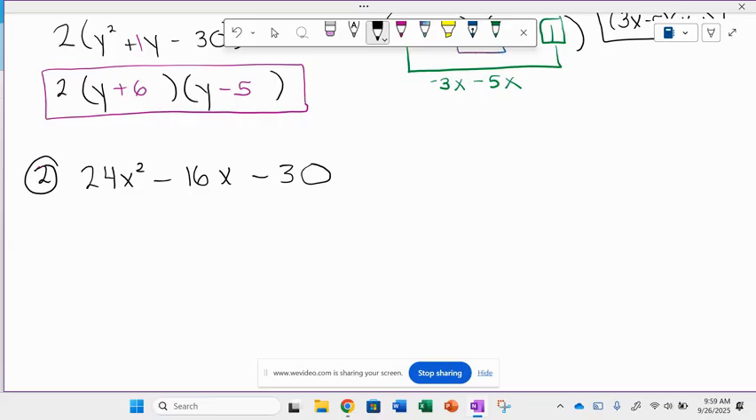24x squared minus 16x minus 30. What's the first thing we always look for? GCF. There is a GCF here. Unfortunately, it's not 24 because 24 would be nice. Why would 24 as a GCF be nice? Ariana? Good, because then we wouldn't have to worry about a leading coefficient. Unfortunately, that's not the case, but we still have to pull out that GCF. What is our GCF here? 2. So we pull out a 2, and we get 12x squared minus 8x minus 15.